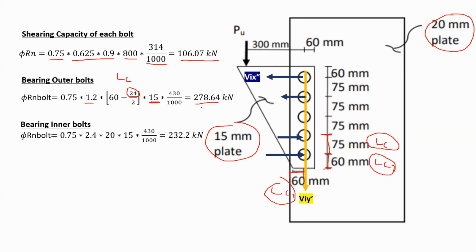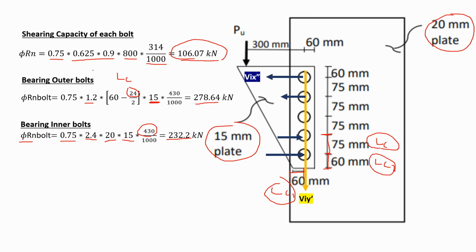One more thing, I have to consider that I might have excessive deformations. So I would consider now 0.75, that's my phi, 2.4 multiplied by 20, where 20 is the diameter of one bolt. And I will consider the thickness of the plate, the lowest thickness, 15 millimeters, multiplied by F ultimate. From here, I get another capacity equal to 232.2 kilonewtons. Now I have three capacities. Which one is the lowest? The lowest is this one, 106 kilonewtons.